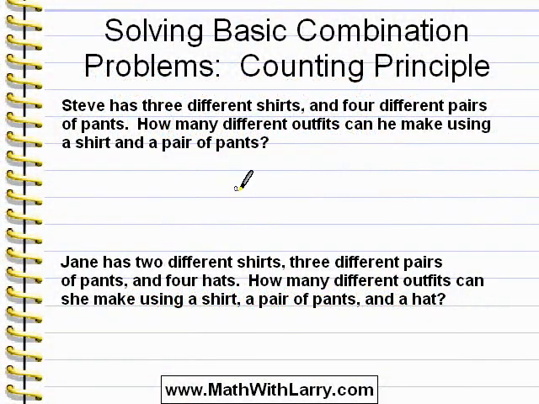This is the video for lesson 30 on my website, Solving Basic Combination Problems, the Counting Principle. Here's a typical problem involving this topic. Steve has 3 different shirts and 4 different pairs of pants. How many different outfits can he make using a shirt and a pair of pants?